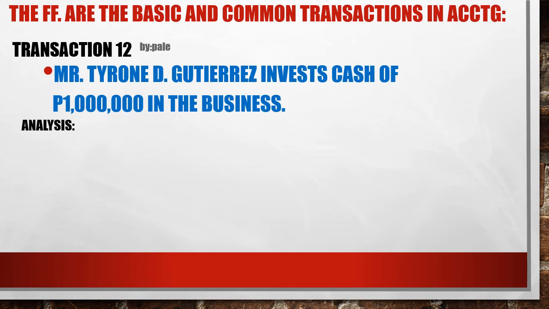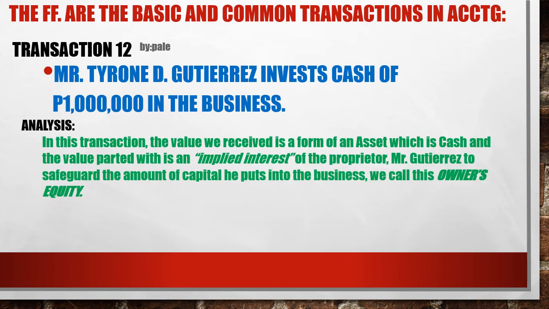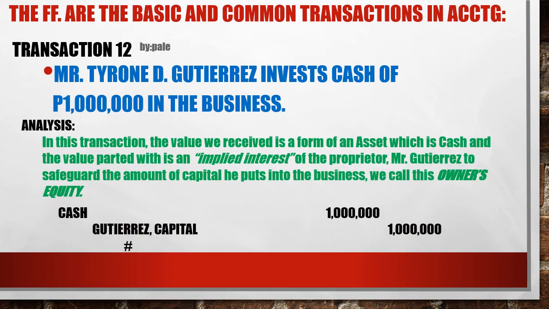If you could recall, which principle is this? The separate entity concept, or the business entity concept or assumption. Meaning, the owner is separate from the business. They are different entities. So from the point of view of the business, when Mr. Gutierrez invested, the business received cash of 1 million. So what should be our credit? Every time the owner invests, this is his capital. So debit cash, 1 million. Credit Gutierrez capital, 1 million.